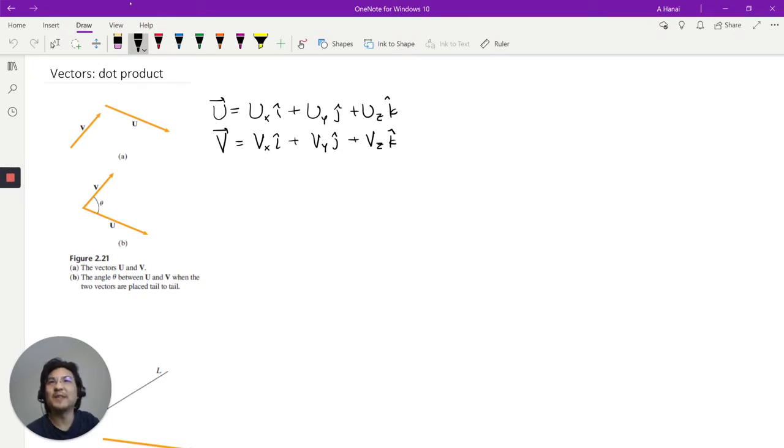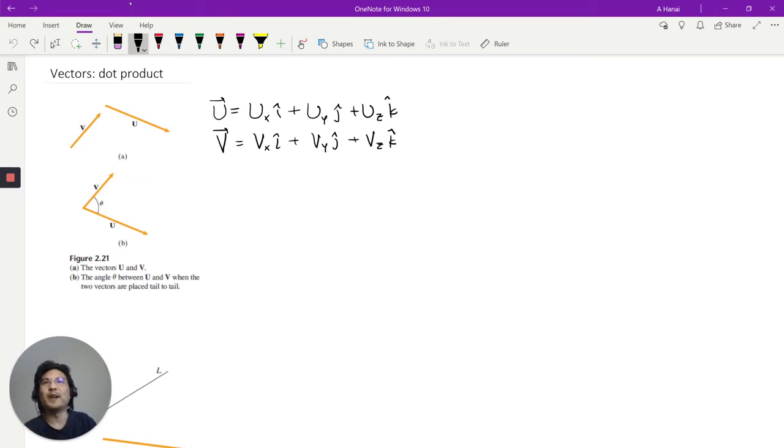Okay, so in this video we're going to be reviewing the dot product. If you take a look at these two vectors in space, u and v, you can always move a vector around as long as you don't change its magnitude or direction. So I can pick up vector u and move it over here, and I can pick up vector v and move it over here.